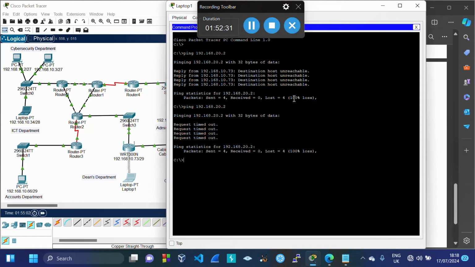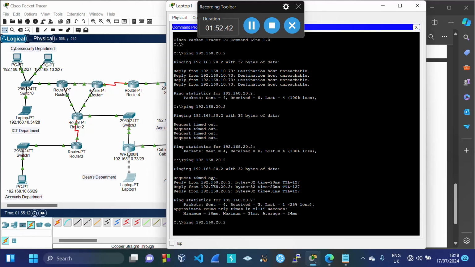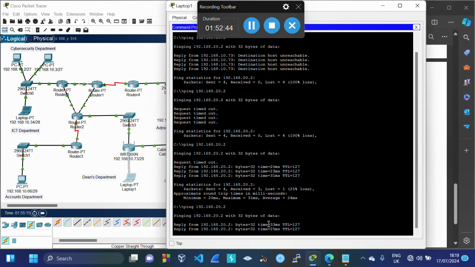Then we can now ping successfully. No wonder it's 4 marks because you need to configure the wireless router, the cloud, and the server. So that's it.